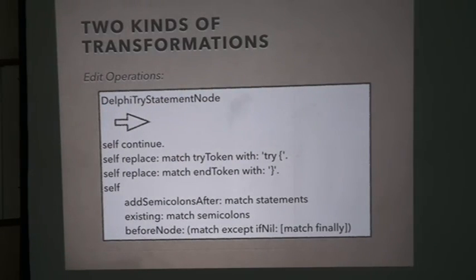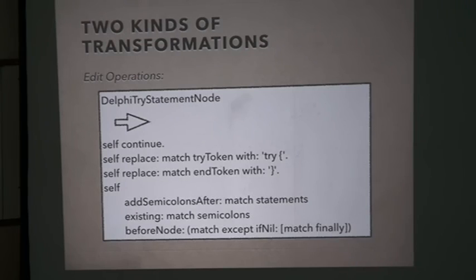So the other type of transformation is basically an edit operation, or code-based. What we found by doing several different migrations at various points in time is that you need something a little bit more powerful than just a rewrite expression. You just want to write code to do the transformation. So we try to make it where you can implement all that in SMAC.